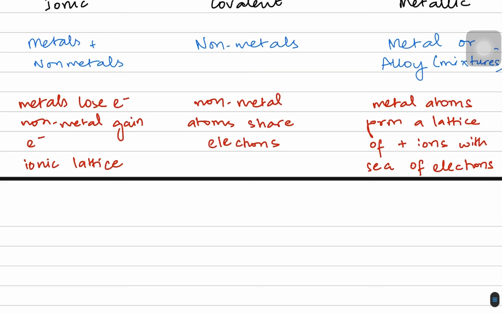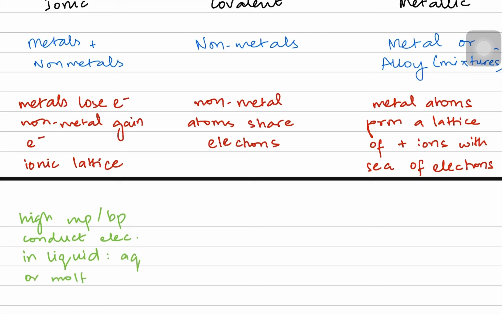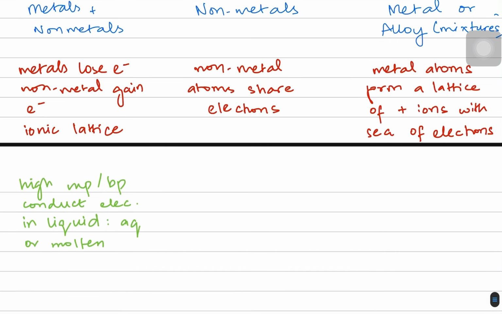Ionic bonding has the properties of high melting point and boiling point, and they conduct electricity in liquid, which means aqueous solutions or molten. You melt them or you dissolve them in water. The third property is that they are mostly soluble in water. Not all of them, but mostly. So solubility is not a priority answer to write.